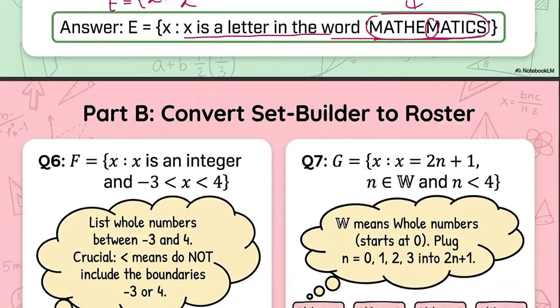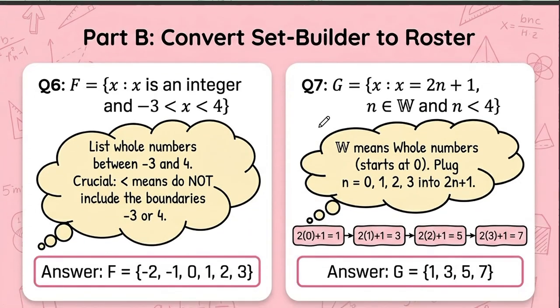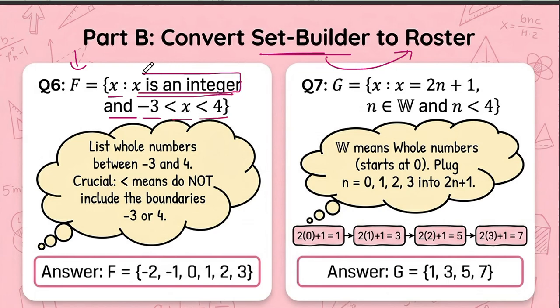Look at the next. Now part B, how to convert set builder to roster. Look at the set. One set is given, F, such that x is an integer and -3 < x < 4. So x is an integer, that is the first condition, and the integer is between which numbers? -3 to 4. We know that integers mean all the positive values, negative values and including 0.